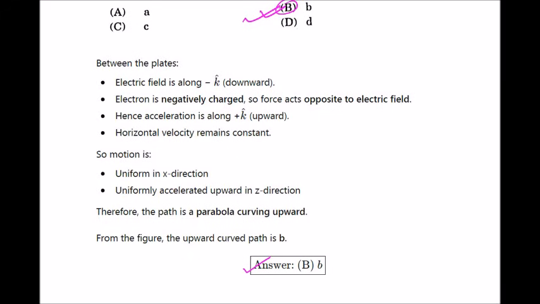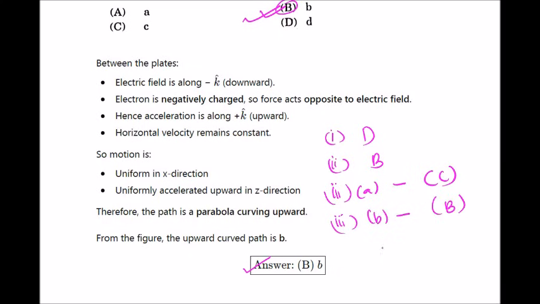These are the answers of the case study problems. In the first question, option D. Second, it's option B. Third, option C. Fourth, which is option B. And fifth, also it's option B. These are the answers. We will soon do the next case study problems also.